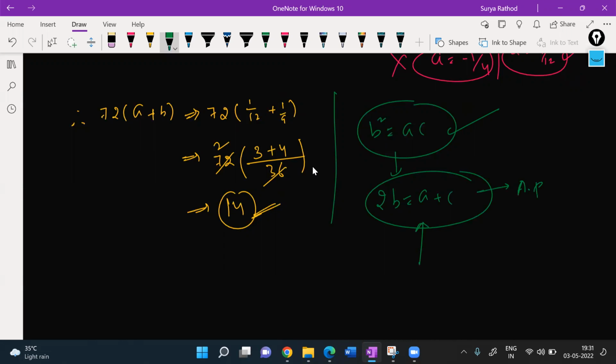Correct? This is GP condition, this is AP condition. You must know this. For sequence and series questions, you must know this. It helps a lot. In many questions, we'll be using these conditions.